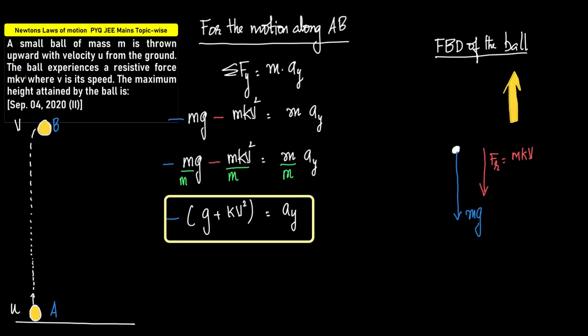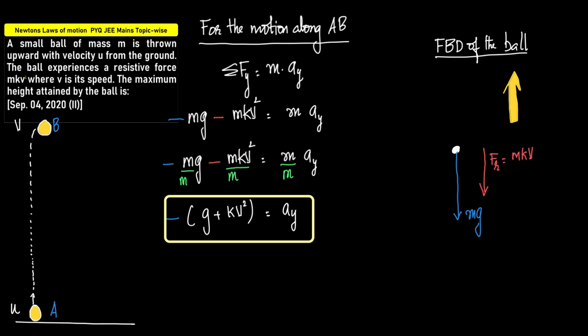If we approach the free body diagram of the ball, this is the ball. Weight is acting downwards and the ball is experiencing a resistive force. What does this mean? Resistive force will always oppose the motion. The ball is thrown upwards, so the resistive force will oppose the motion, which means it will be acting downwards. I hope this much makes sense.